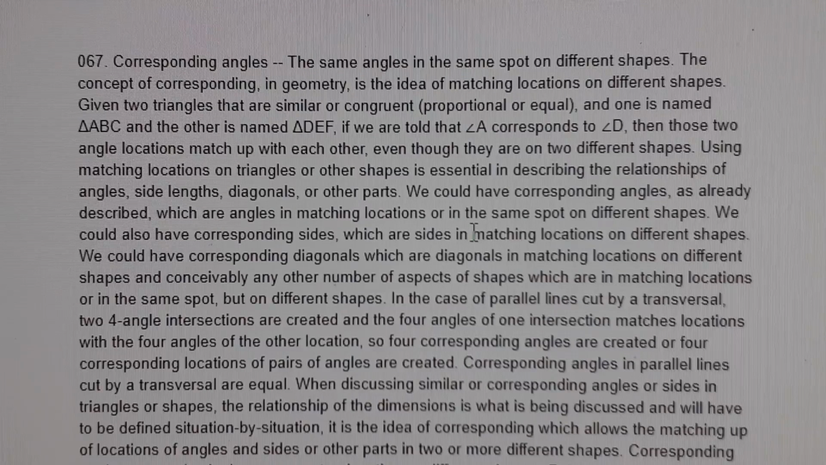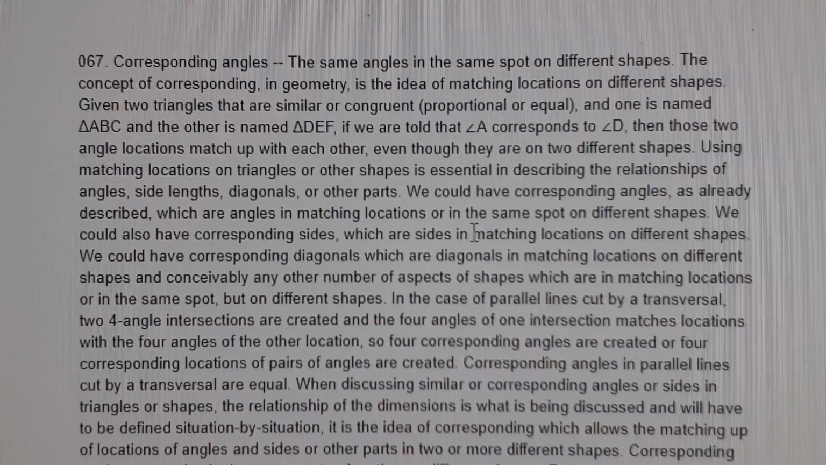Using matching locations on triangles or other shapes is essential in describing the relationships of angles, side lengths, diagonals, and other parts. We could have corresponding angles, as already described, which are angles in matching locations or in the same spot on different shapes. We could also have corresponding sides, which are sides in matching locations on different shapes. We could have corresponding diagonals, which are diagonals in matching locations on different shapes, and conceivably any other number of aspects of shapes which are in matching locations or in the same spot, but on different shapes.